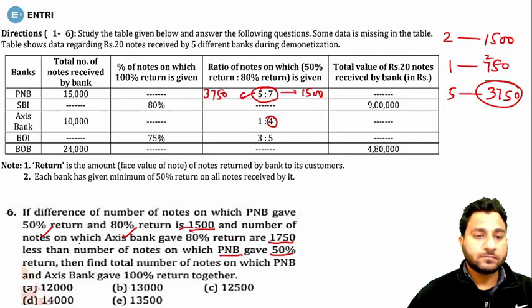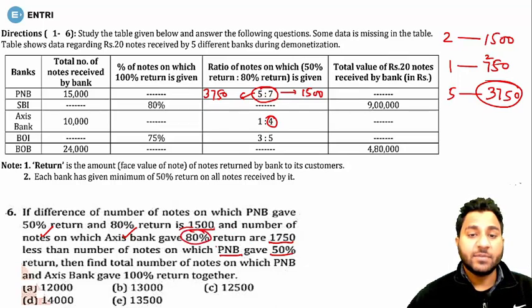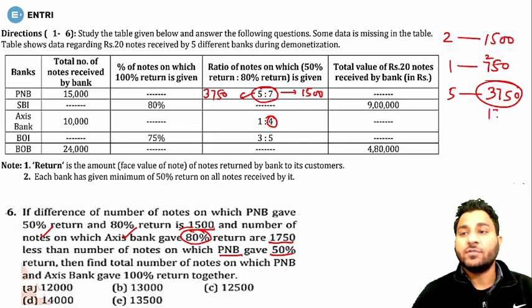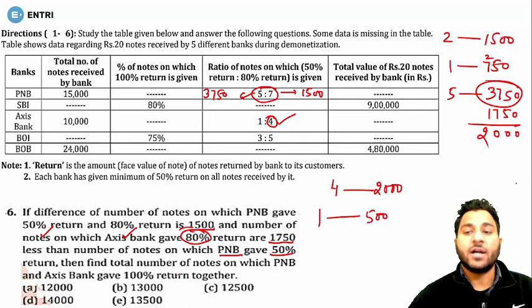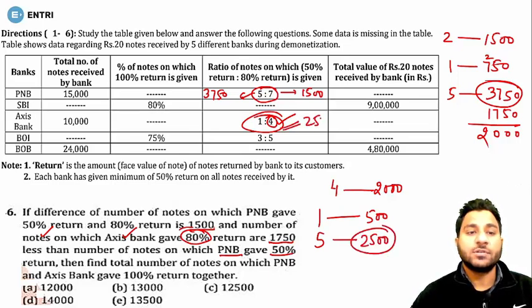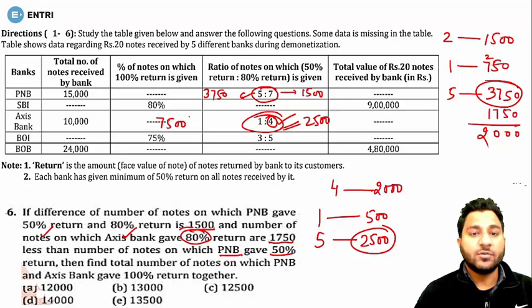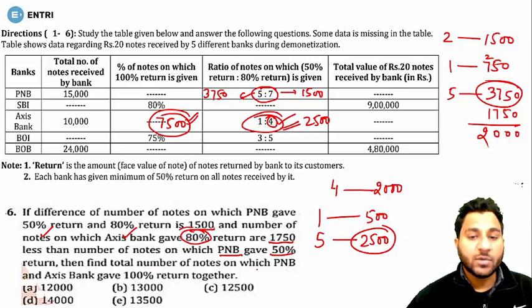Now it is clearly said that Axis Bank's 80% return are 1750 less. So if you subtract 1750, you will get the data of what? 80% returning, which is equal to 4 ratios. So 4 ratios suggest 2000 notes, 1 ratio suggests 500 notes. Now 5 ratio equals 2500 notes. So 2500 notes were from these two data, okay, which means 7500 notes were from what? These two, this 100% returning. So they're asking you to find the total number of notes on which PNB and Axis Bank gave 100% returning.